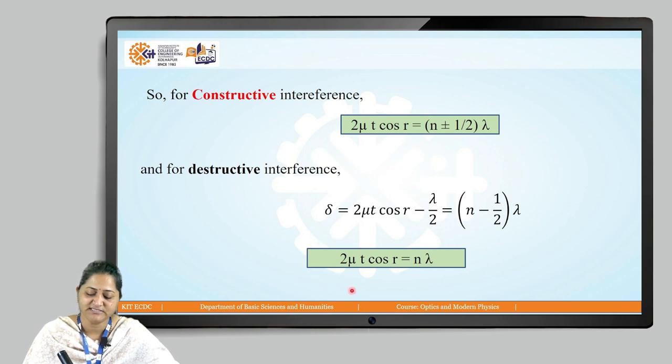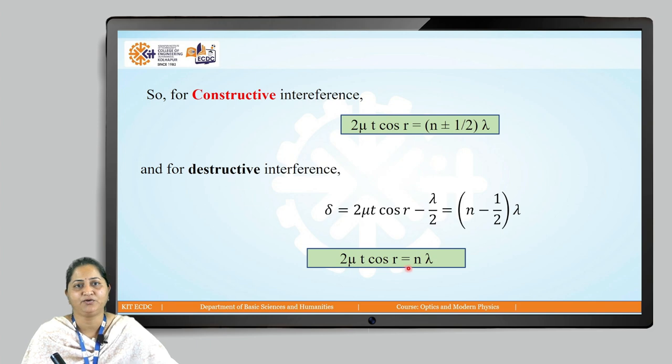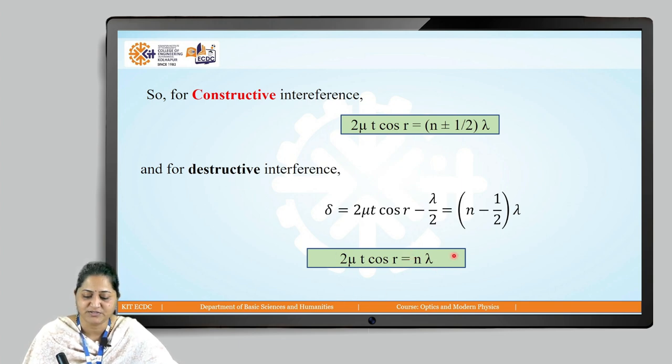So, these equations can be used to find out the conditions for bright and dark fringes. If we know the angle of refraction, the thickness, the refractive index of the thin film, and the wavelength of incident light, we can find out which order fringe will be a dark fringe. We can also find out the total number of dark fringes by using this equation.